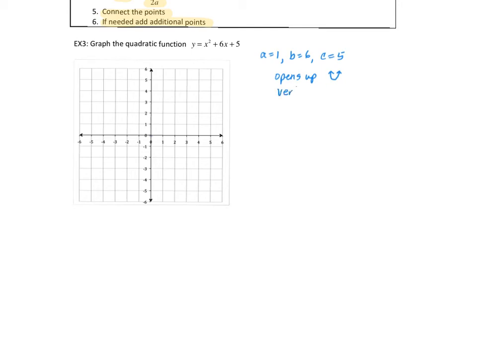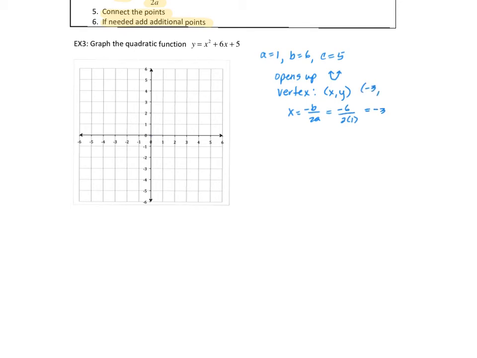Where's our vertex? So remember, the vertex is an x and a y value, where the x value is negative b over 2a, which is why I specifically write down my a, my b, and my c value. So this would be negative 6 over 2 times 1. So negative 6 over 2 would be a negative 3. So I have the x value of negative 3.